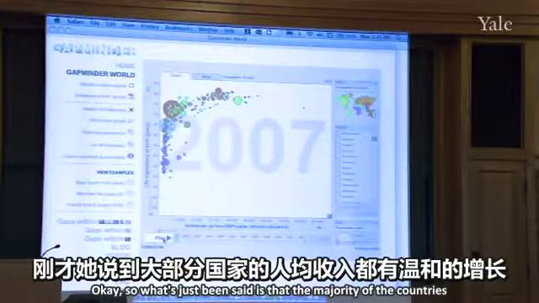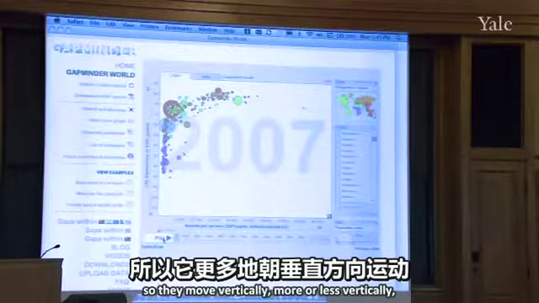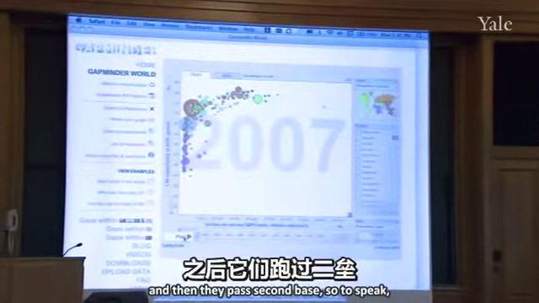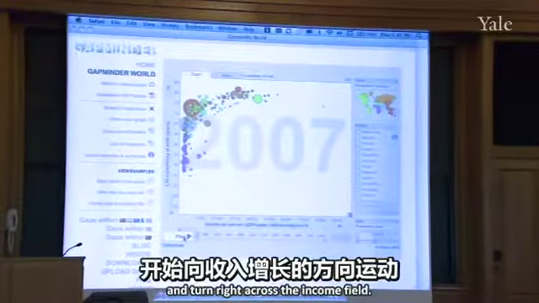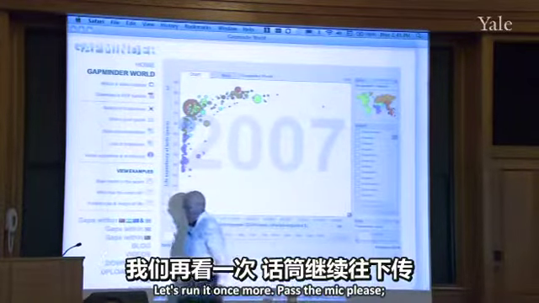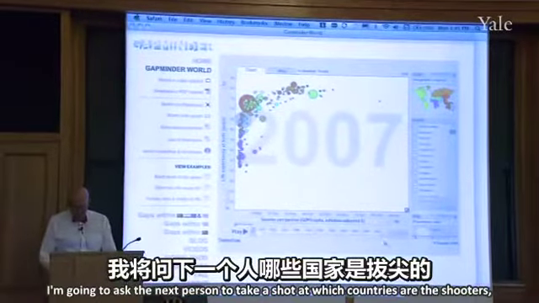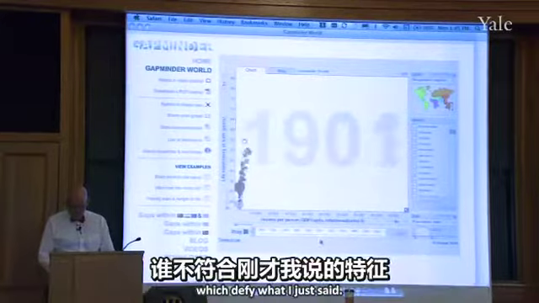Okay, so what's just been said is that the majority of the countries show modest gains in income per capita and substantial gains in longevity. So they move more or less vertically, and then they pass second base, so to speak, and turn right across the income field. Let's run it once more. I'm going to pass the mic, please. I'm going to ask the next person to take a shot at what countries are the shooters, which defy what I just said.